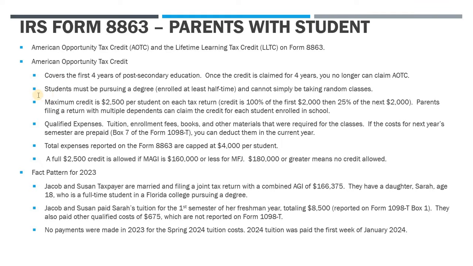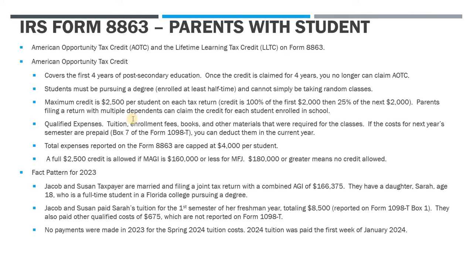Now, in order to claim this, the students have to be actually pursuing a degree and enrolled at least half-time. So there's a lot of students that are non-degree seeking, right? So you're just taking classes that aren't part of a full degree program. Those wouldn't qualify for this credit. Now, you could still claim the Lifetime Learning Credit. That would likely still qualify, but the American Opportunity Tax Credit is only going to be allowed if you're pursuing a degree.